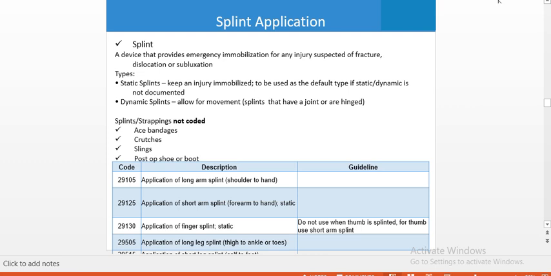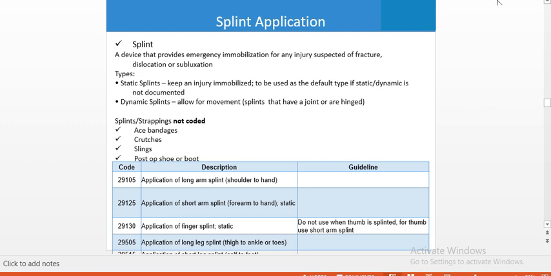So next one is dynamic splints. Dynamic splints allow for movement. Splints that have a joint are hinged. So dynamic splints provide minimal movement of the injury site or joint site. Usually if the physician applies ace bandages, crutches, slings, post-op shoe or boot, we do not need to code from the physician side. Facility will code all those things.